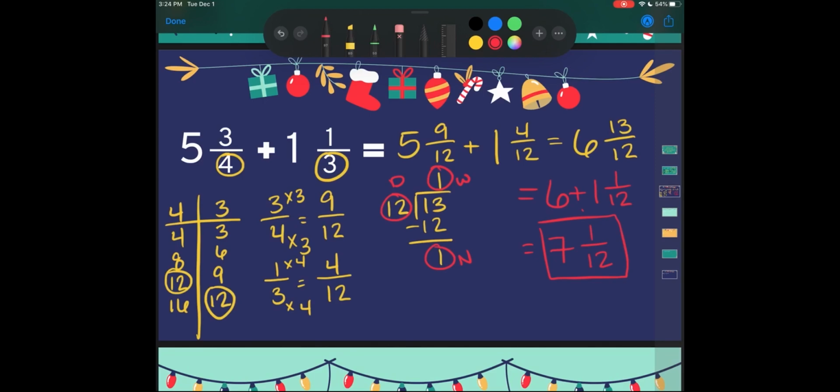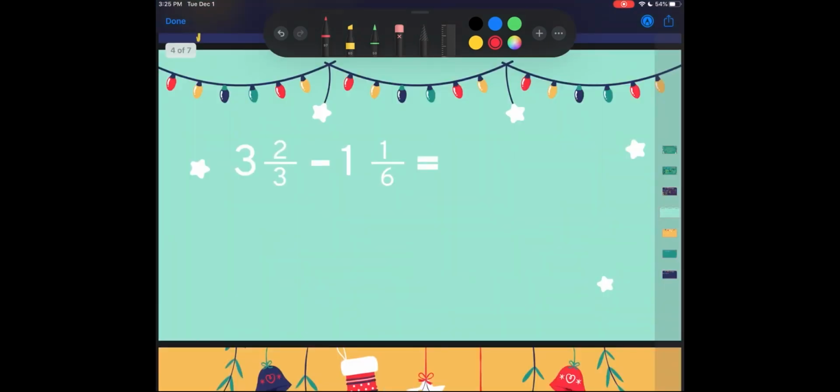So you don't necessarily always have to do this because sometimes our answer is not an improper fraction, right? It's just when our leftover fraction is an improper fraction, we do need to convert it back to a mixed number so that we have a nice simplified answer. Let's look at some subtraction problems. Our next one is a subtraction problem.